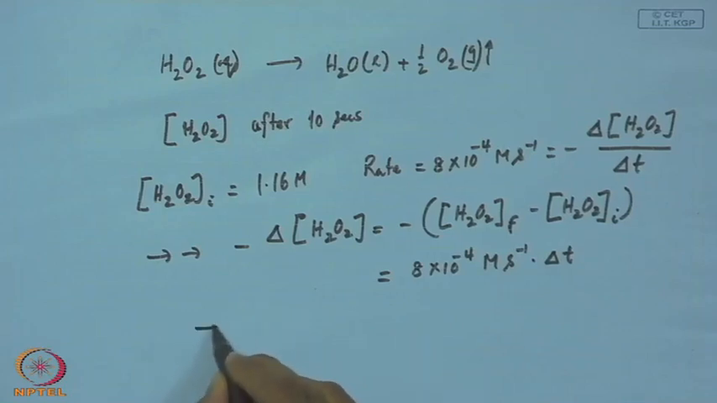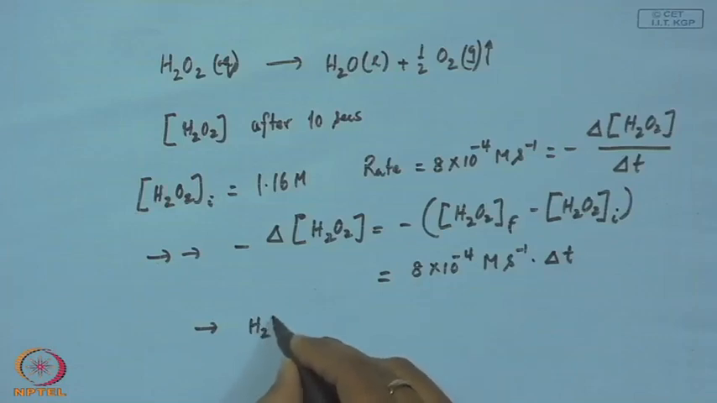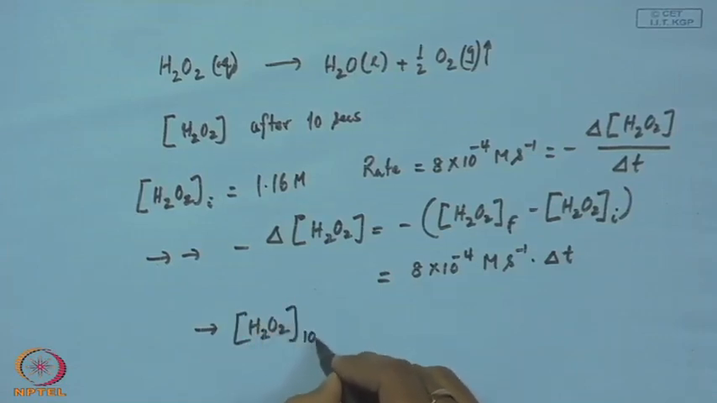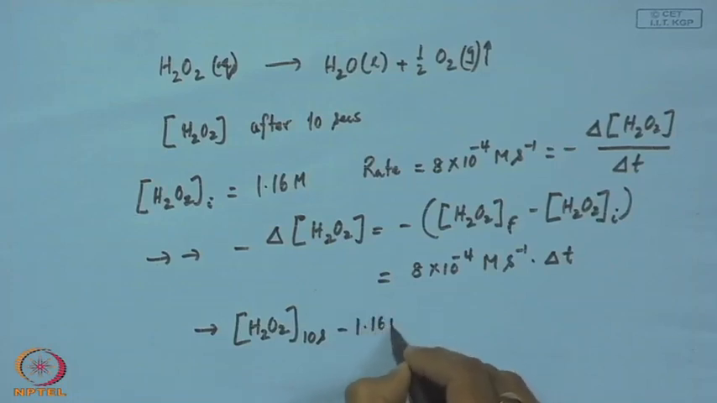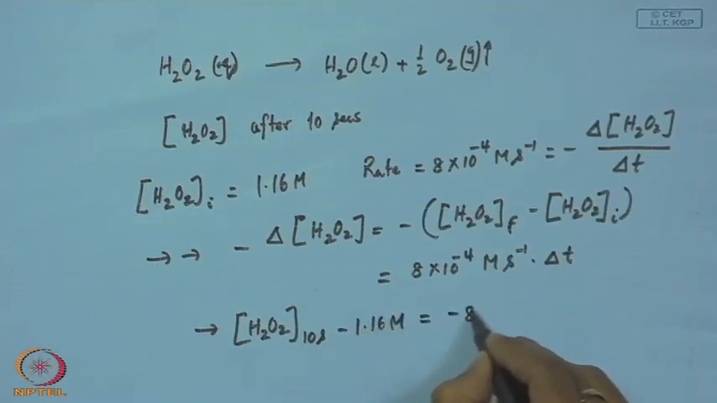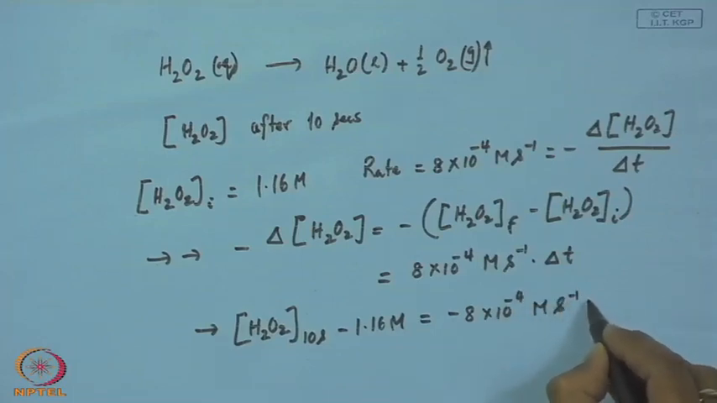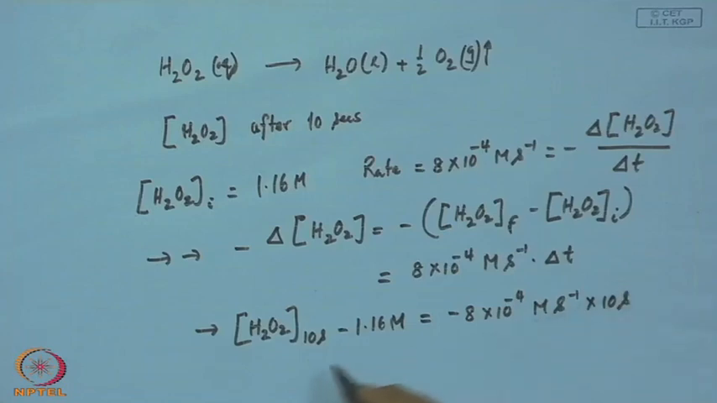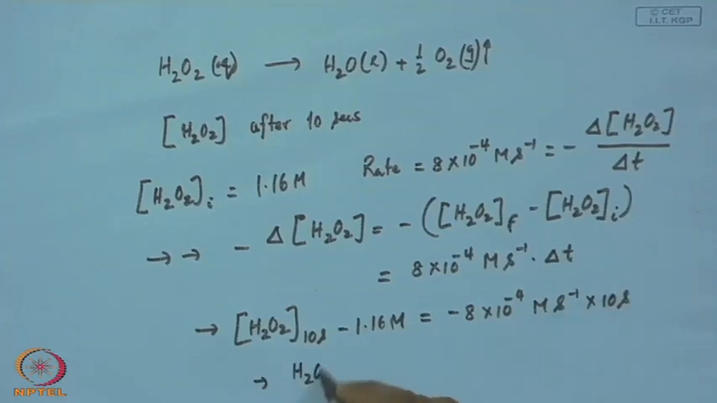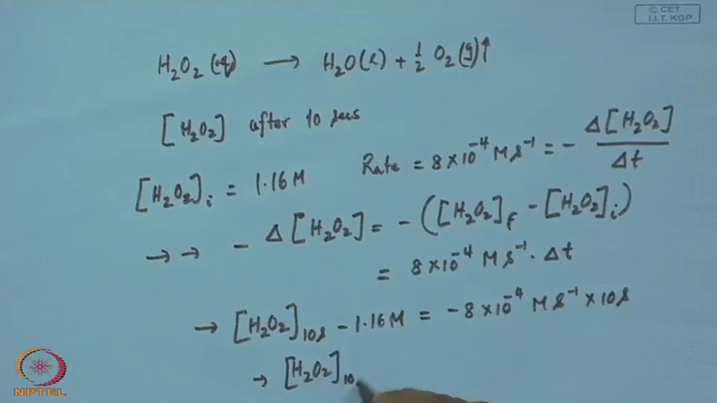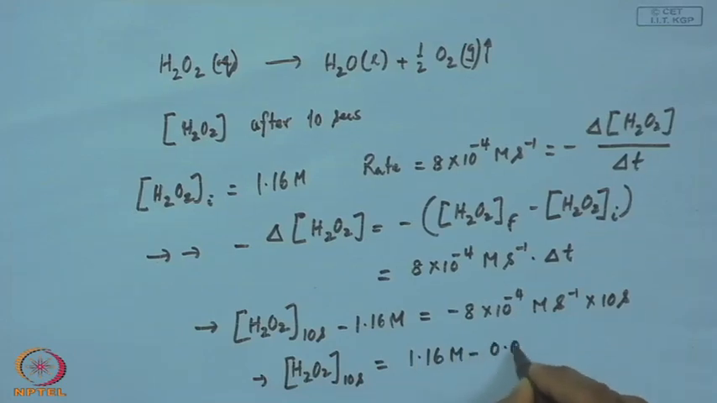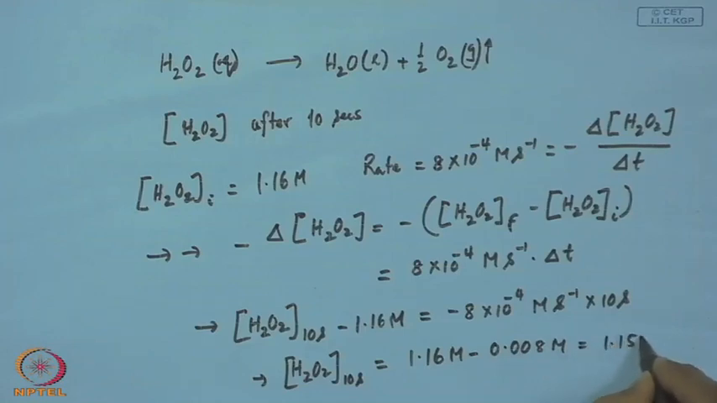Okay. So, from this again we can write H2O2 at 10 seconds minus 1.16 molar is equal to minus 8 into 10 to the power minus 4 mole per second into 10 seconds. So, this gives you H2O2 at 10 seconds is equal to 1.16 molar minus 0.008 molar, which is equal to 1.152 molar.